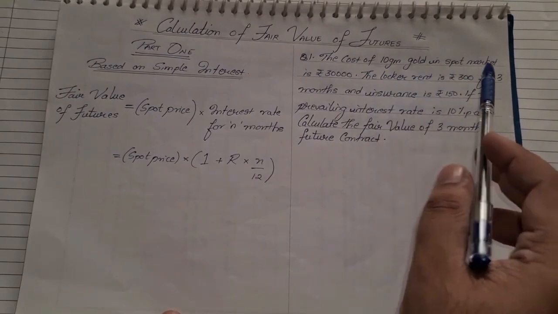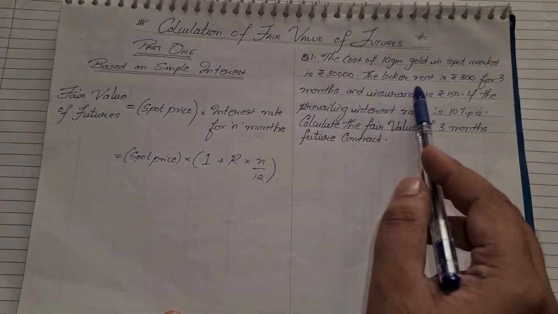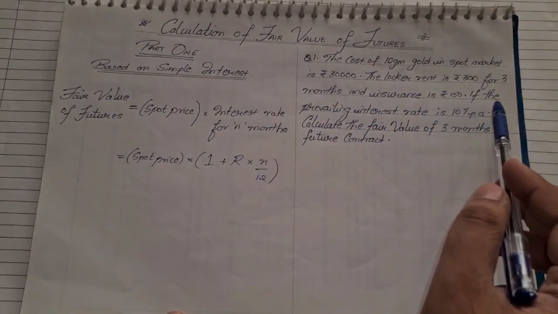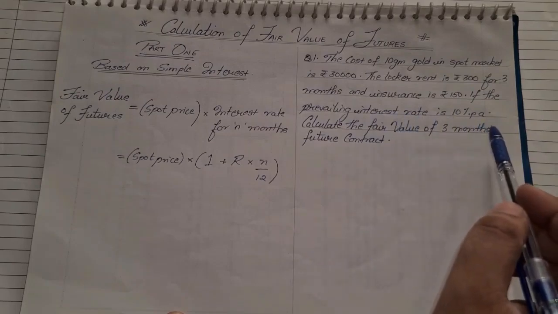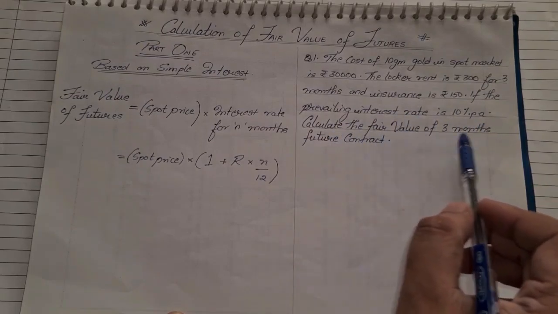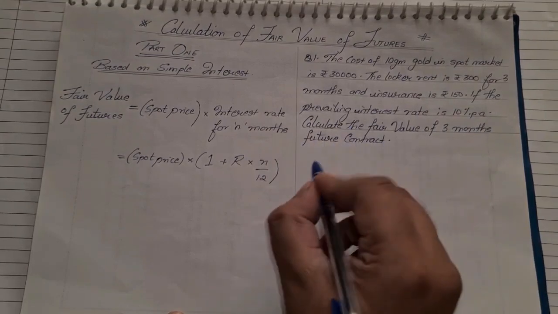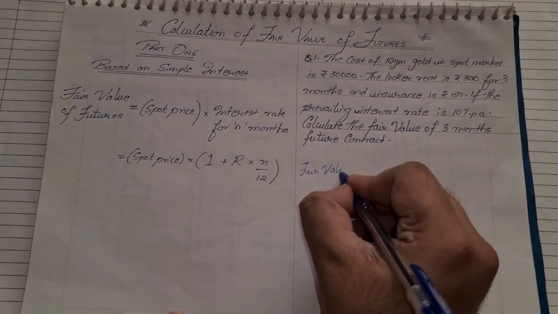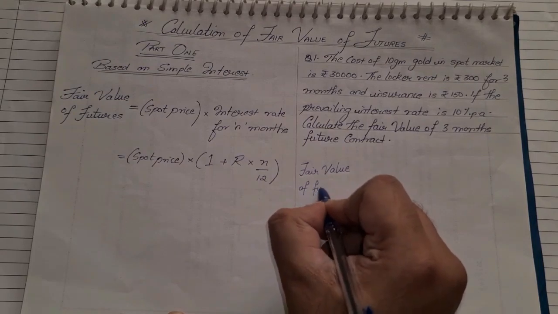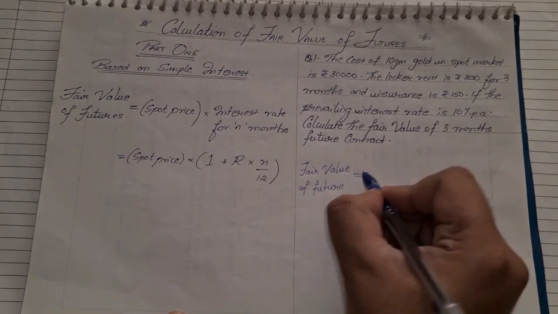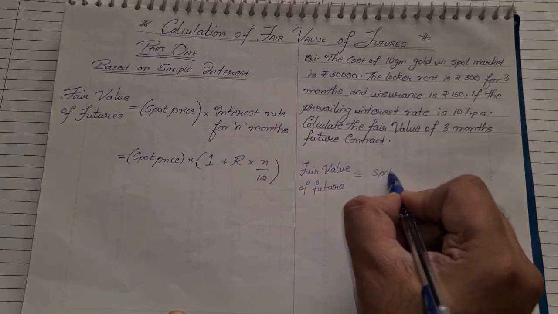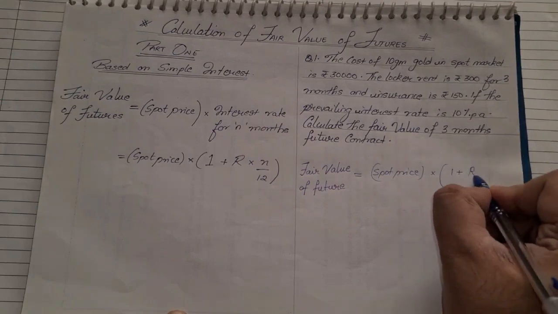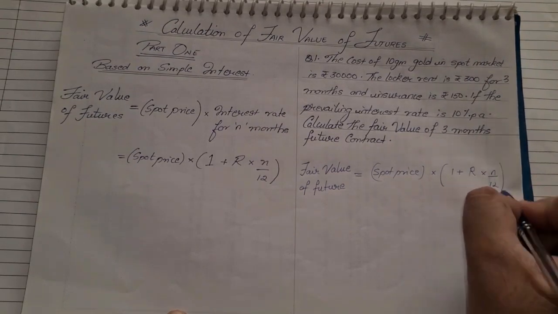The cost of 10 gram gold in the spot market is 30,000 rupees. The locker rent is rupees 300 for 3 months, and the insurance is rupees 150. If the prevailing interest rate is 10% per annum, calculate the fair value of a 3 months future contract. So here, they have asked us to find the fair value of future, which is equal to, the formula is spot price into 1 plus r into n divided by 12.